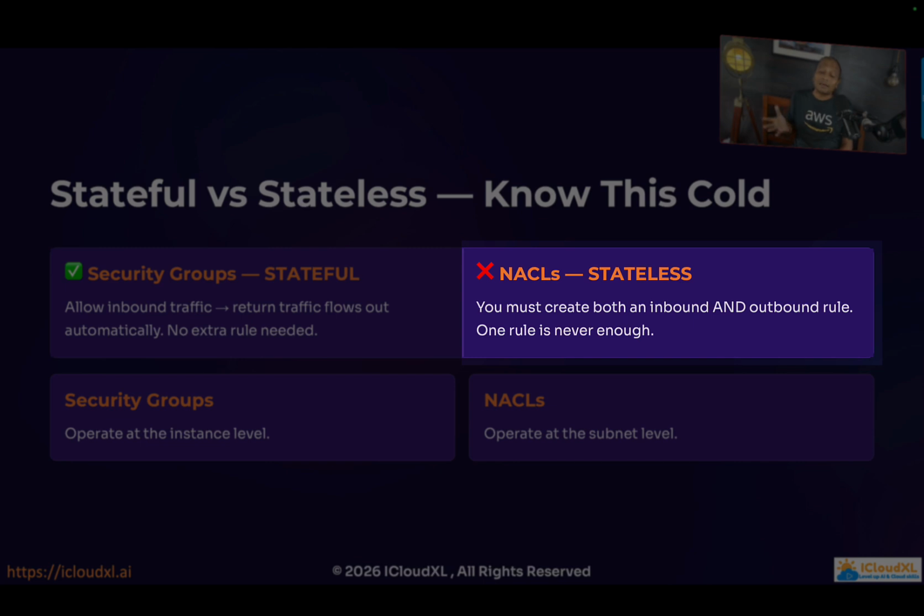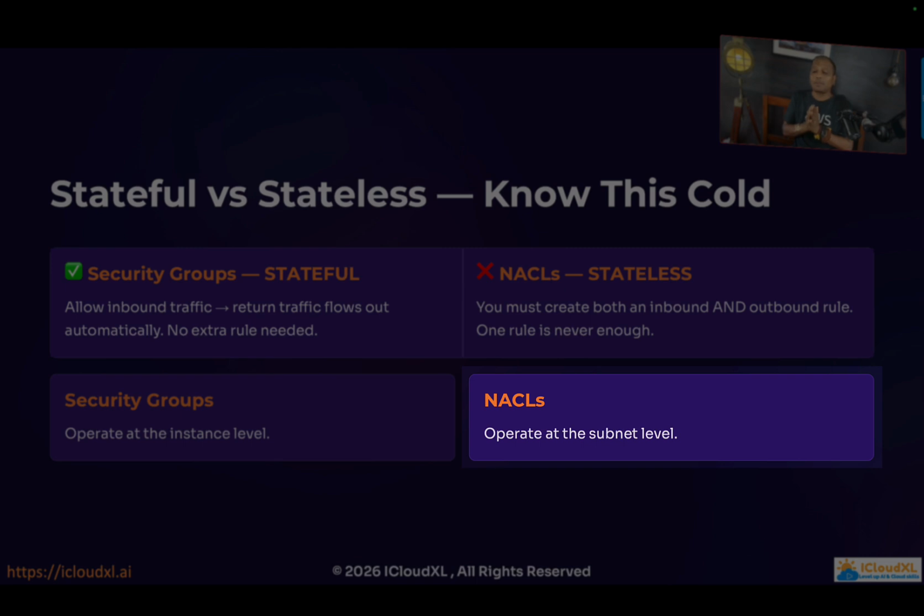On the other hand, NACL, you may have heard of NACL, network access control list. This is stateless, so you have to allow inbound and also allow outbound separately. NACL operates at the subnet level. In the VPC, there are multiple subnets and each and every subnet has a NACL. NACL is defined by default when you create a VPC, but you can add and remove rules when you need to.